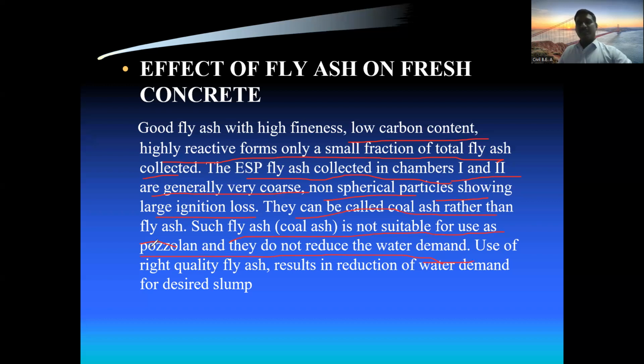So fly ash is a pozzolanic material, but even so, such ash does not reduce the water demand. The use of the right quantity of fly ash results in a reduction of water demand for a desired slump. So if we have to maintain the slump by adding fly ash, we have to add the appropriate amount of fly ash into the concrete. Why? To reduce the water demand and get the desired or required slump.